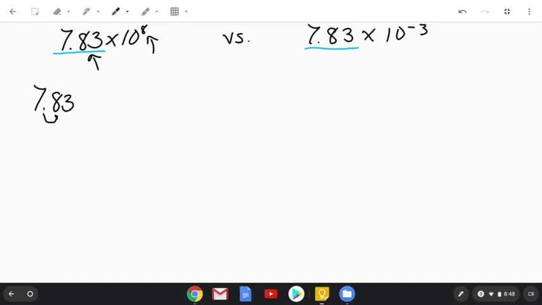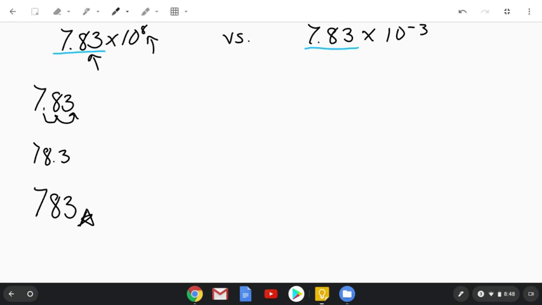So if I move the decimal point one space, I now have 78.3, which is 10 times larger than 7.83. If I move it again, then I have 783, and so on and so forth. So if I had done that, that would have just been 10 to the second power. This would have been 7.83 times 10 to the second power. So I need to keep going.